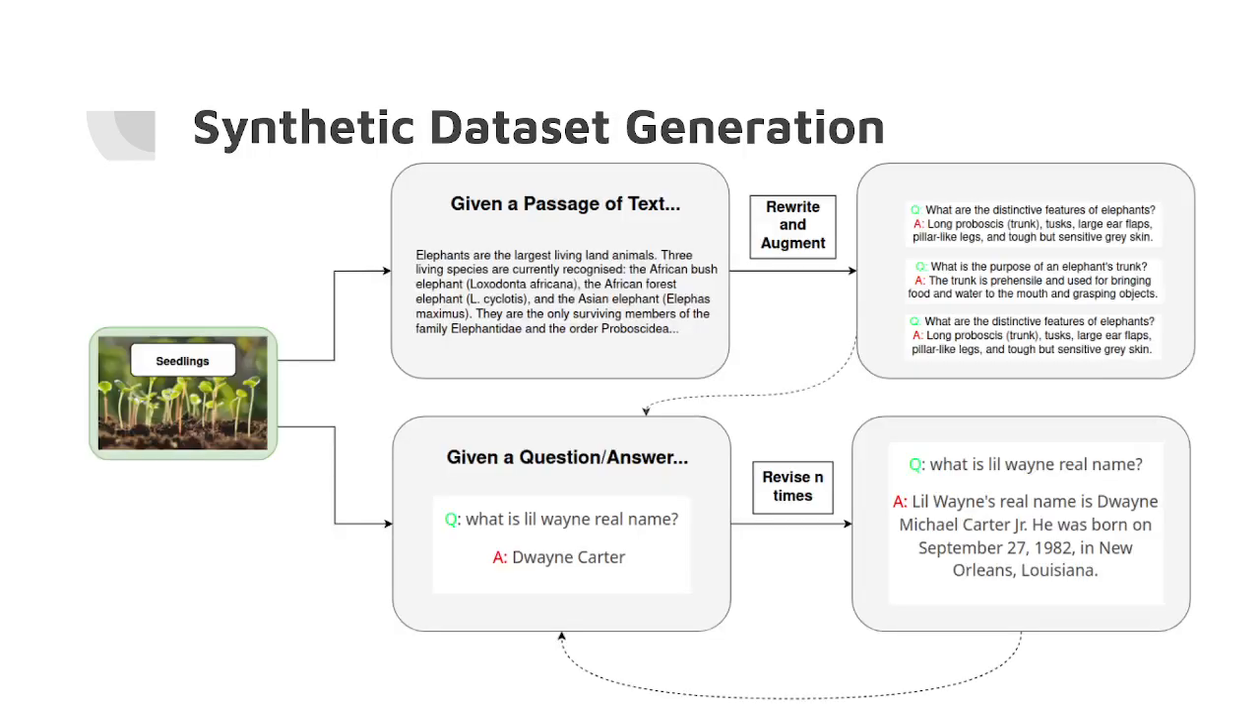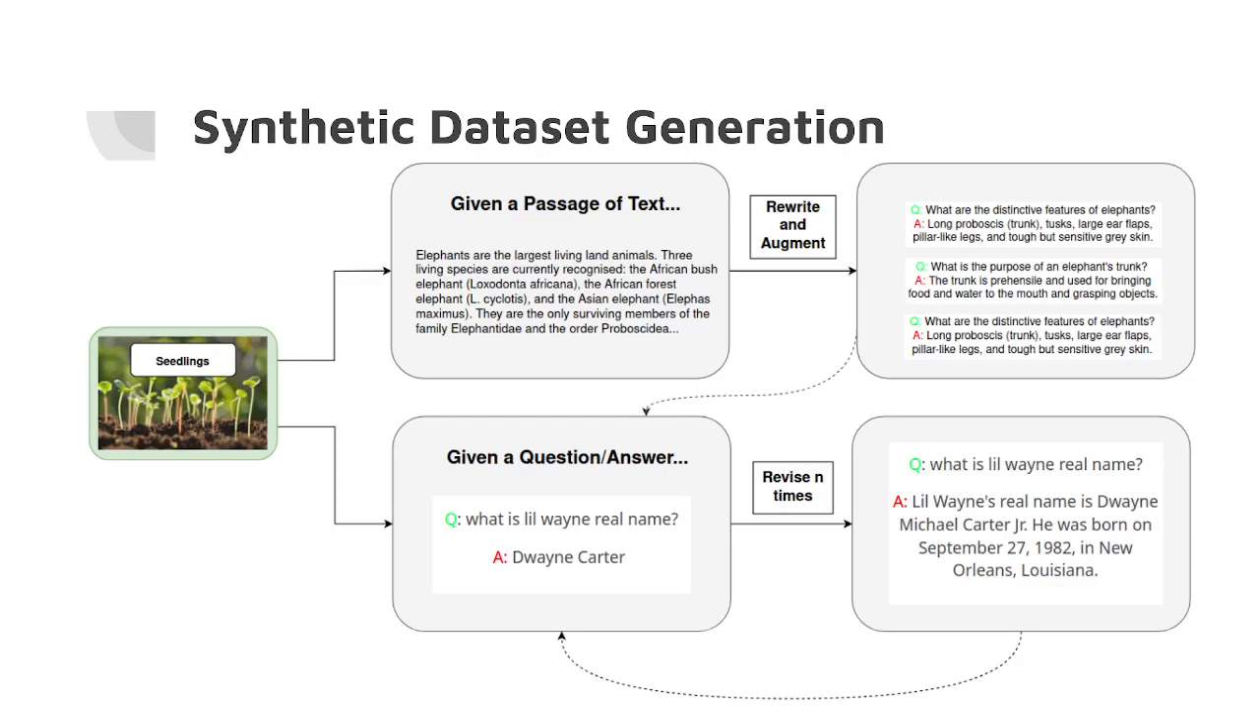Okay, so now we have these seeds, how do we actually generate our data set? So that's actually a quite straightforward process. Basically, researchers use GPT-4o, and we start off with a passage of text or a question and answer.